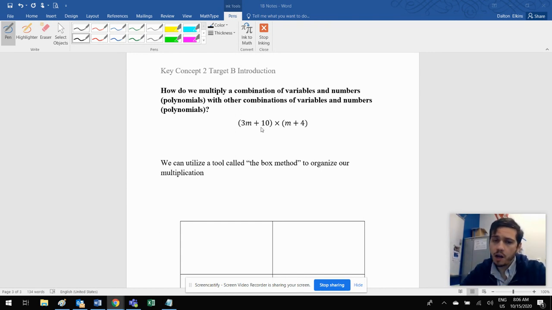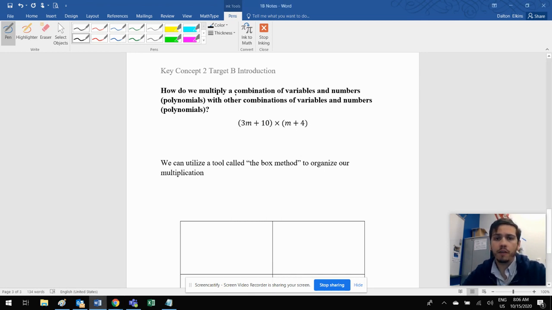So here are a lot of the numbers that we saw in the last video. We saw 3m and m, we saw 10 and 4, we saw all these things. Now, what if I put parentheses around them and imply that they're polynomials, right? 3m plus 10 times m plus 4. So what's happening here is each term, the 3m and the 10, is being multiplied to each term here.